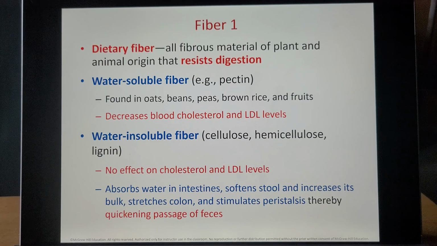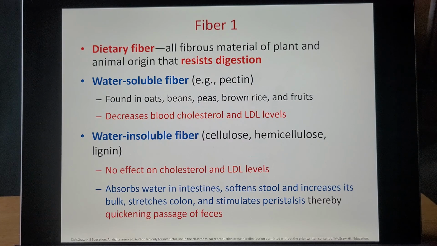So speaking of fiber, fiber is the only thing that we take in that resists digestion. So we have 2 different types. We have water-soluble fiber, such as pectin, which can be found in fruits and other plant sources. This type of fiber, which is why you see on a lot of your cereals, will say it decreases blood cholesterol and LDL levels, which will make sense later. Basically, you want those levels to be low. So that's why they put that on their packaging. This fiber does help to absorb that.